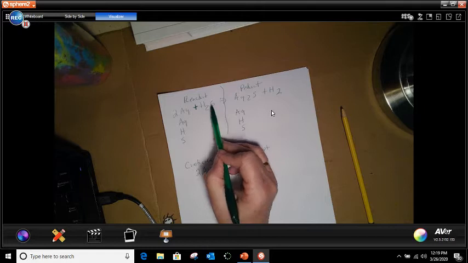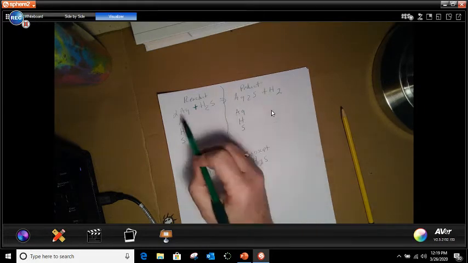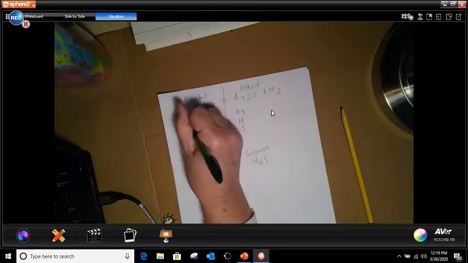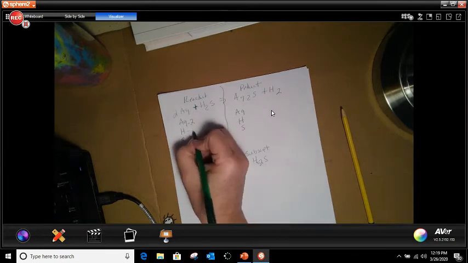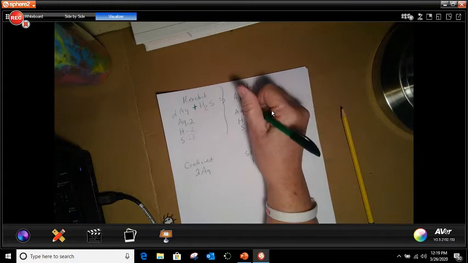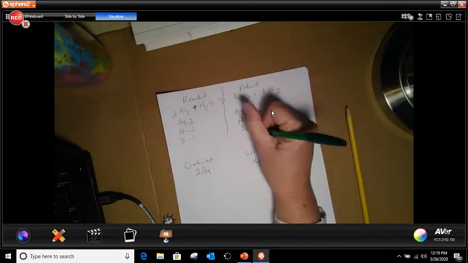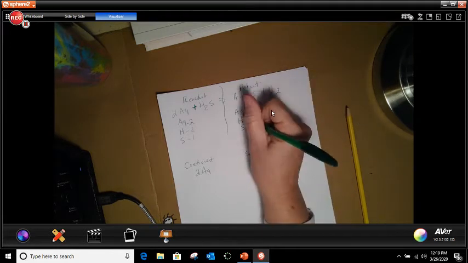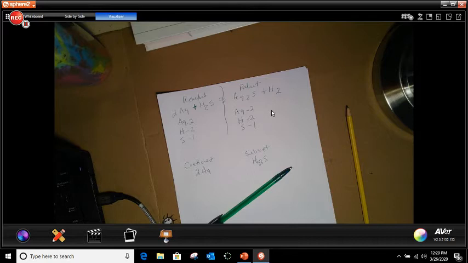And then when I have a product, I have two separate things that I have left, okay? So Ag on this side, I have 2. Hydrogen, I have 2. Sulfur, I have 1. Here we are at Ag again. I have 2. Sulfur has 1 and hydrogen has 2. This right here is a balanced equation.